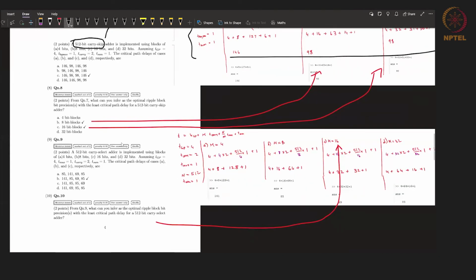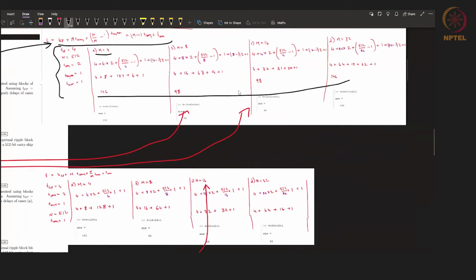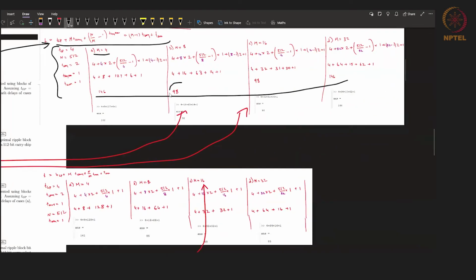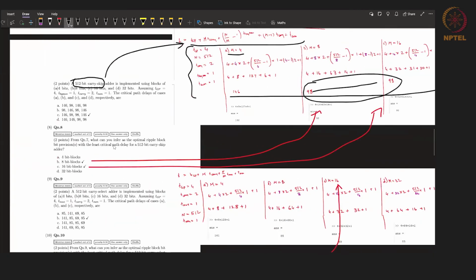Moving forward, question number 8. From question 7, what can you infer as the optimal ripple block bit precision with the least critical path delay for a 512 bit carry skip adder? So from the previous question, you can see that the delay for both 8 and 16 is 98, the optimal delay. So both of these would be correct answers.